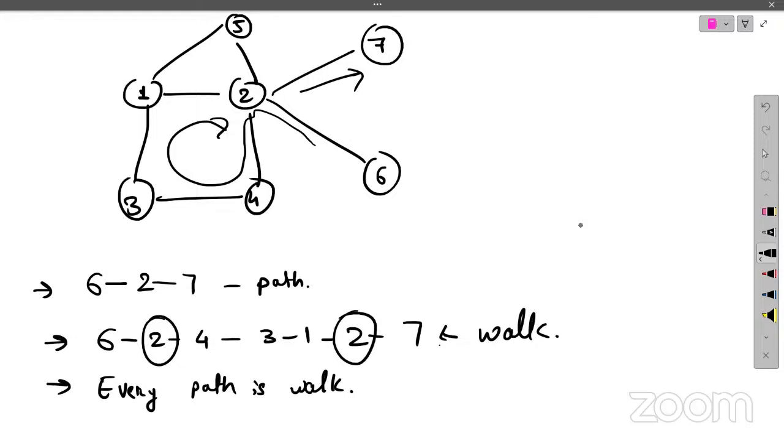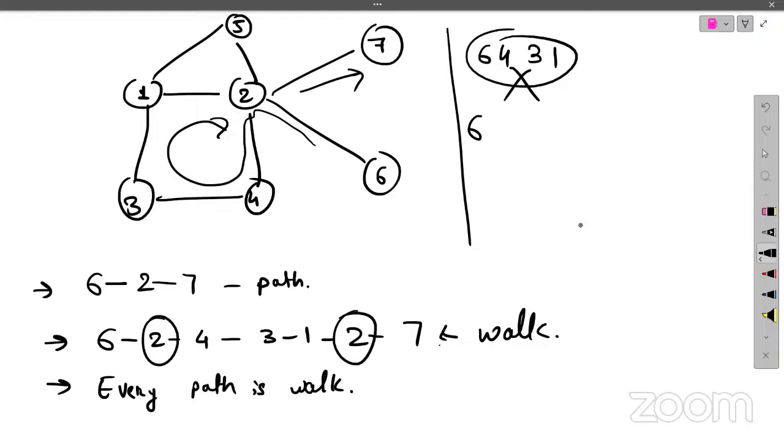Paths and walks are nothing but a sequence of vertices. We have to maintain one sequence, and that sequence of vertices should satisfy the property that every next vertex is connected to the previous one via a single edge, because then only we can move. If you take a sequence like 6 and 4, and then 3 and 1, this doesn't make sense, because you cannot go from 6 to 4 using only one edge. You have to go to 2 and then go to 4. So this is the basic definition of paths.